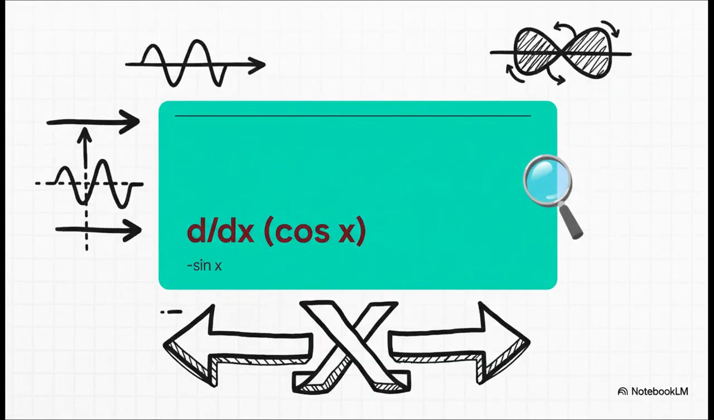So what about cosine? Well, its derivative is almost the same idea, but with a little twist. The derivative of cosine of x is negative sine of x. That little minus sign is super important. And with just these two rules, we now have the building blocks for literally everything else.